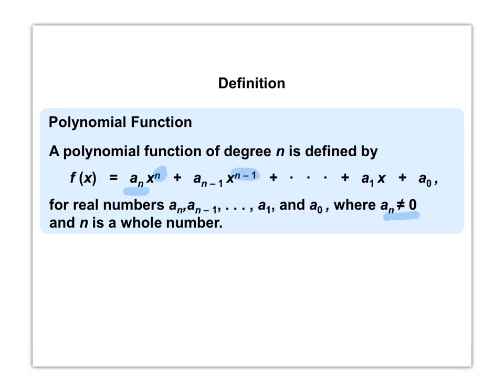So a sub n is a coefficient, and x to the n is the variable raised to the nth power, plus a sub n minus 1, the next coefficient, times x to the n minus 1 power, and so on until you get to the last term with no variable, so we call that the constant term. And another part of the definition is that the power of n has to be a whole number.